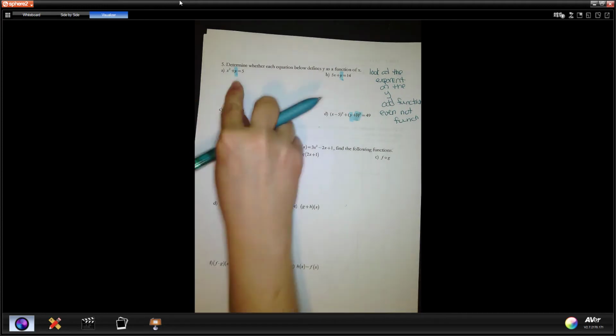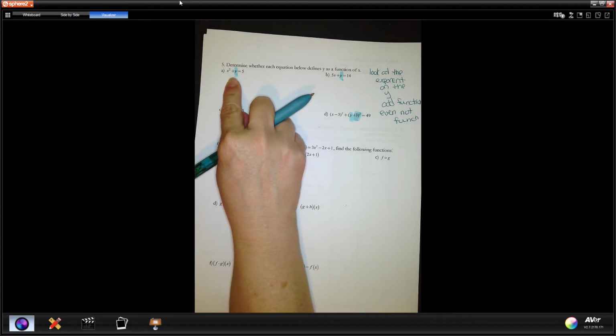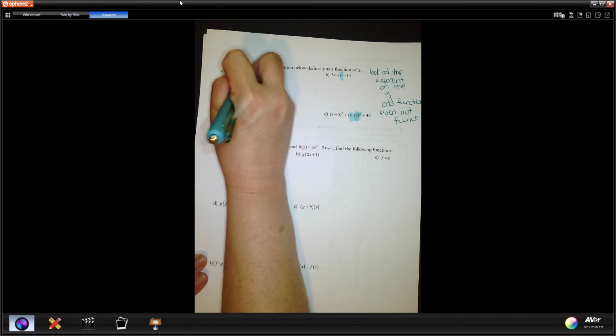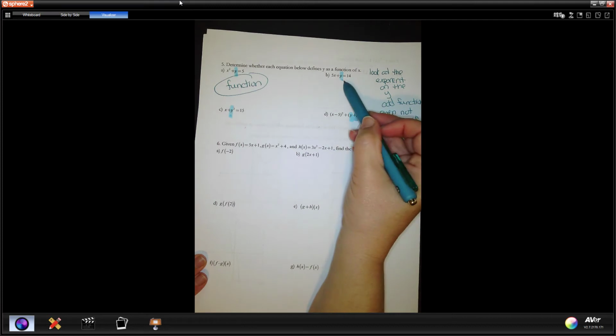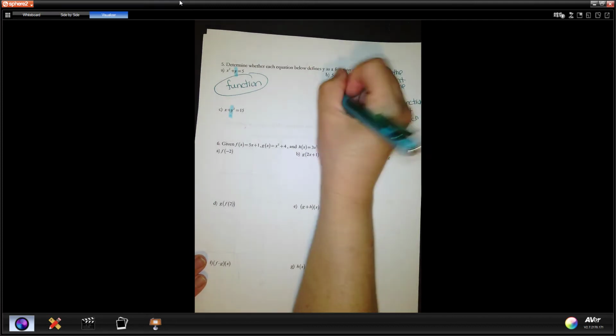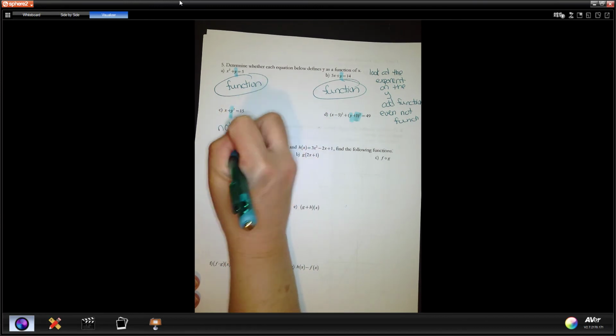So looking here, x squared plus y equals 5. Our exponent is odd, so this one is a function. Looking here, our exponent is 1, so it's odd, so that is a function. Looking here, x plus y squared equals 15. We have a y squared, so our exponent is even, so this is not a function.